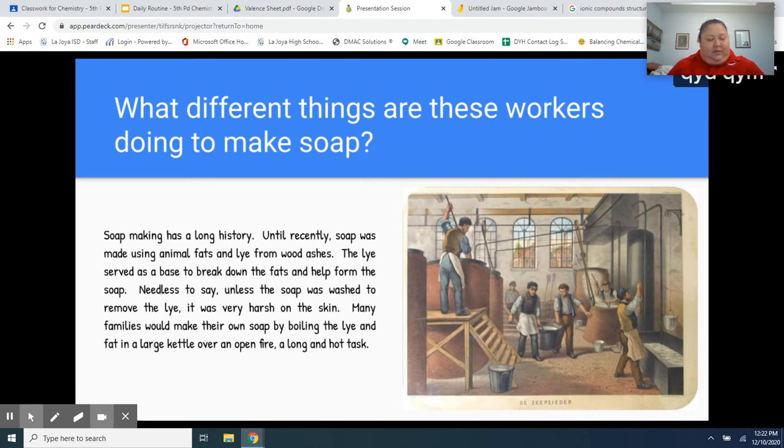Soap making has a long history. Until recently, soap was made using animal fat and lye from wood ashes. The lye served as a base to break down the fat and help form the soap. Needless to say, unless the soap was washed to remove the lye, it was very harsh on the skin. Many families would make their own soap by boiling the lye and fat in a large kettle over an open fire, a long and hot task.